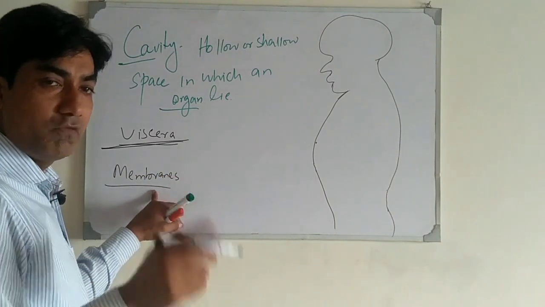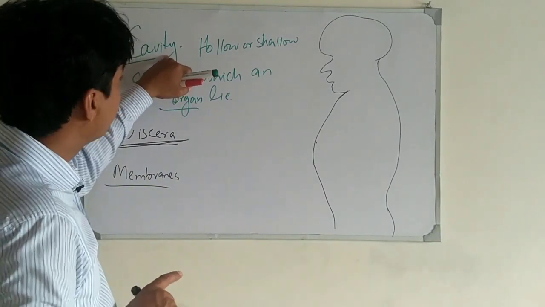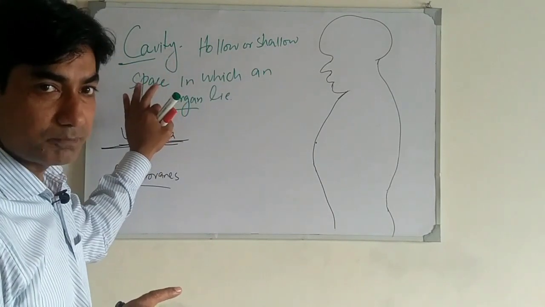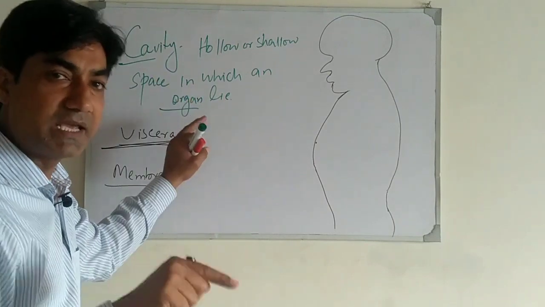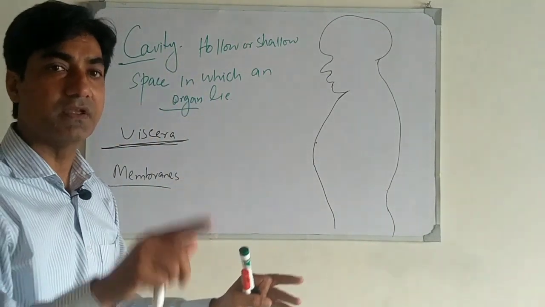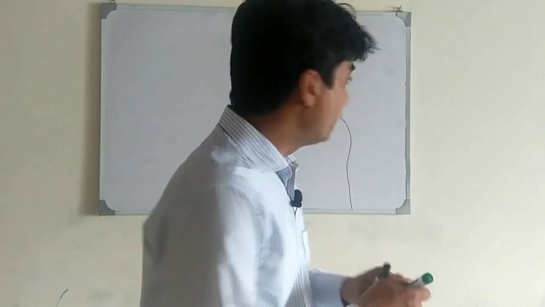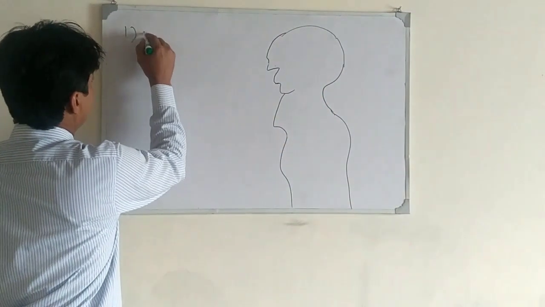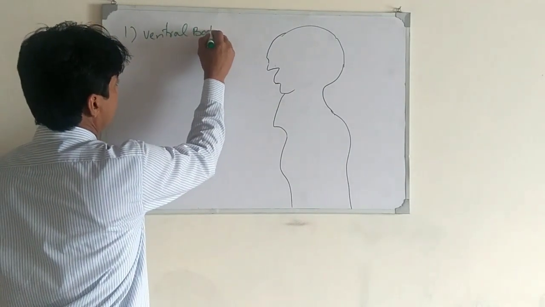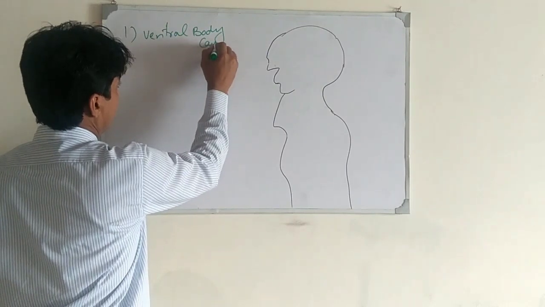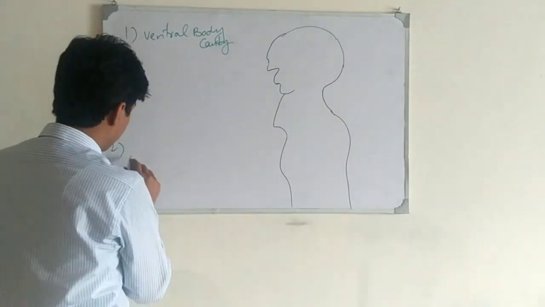Now we will focus on membranes as well as cavities. Cavities are the hollow or shallow space in which an organ lies, and the organs within the cavity are covered by thin layers, which are called membranes. The two body cavities we have discussed: one is the ventral body cavity and second is the dorsal body cavity.